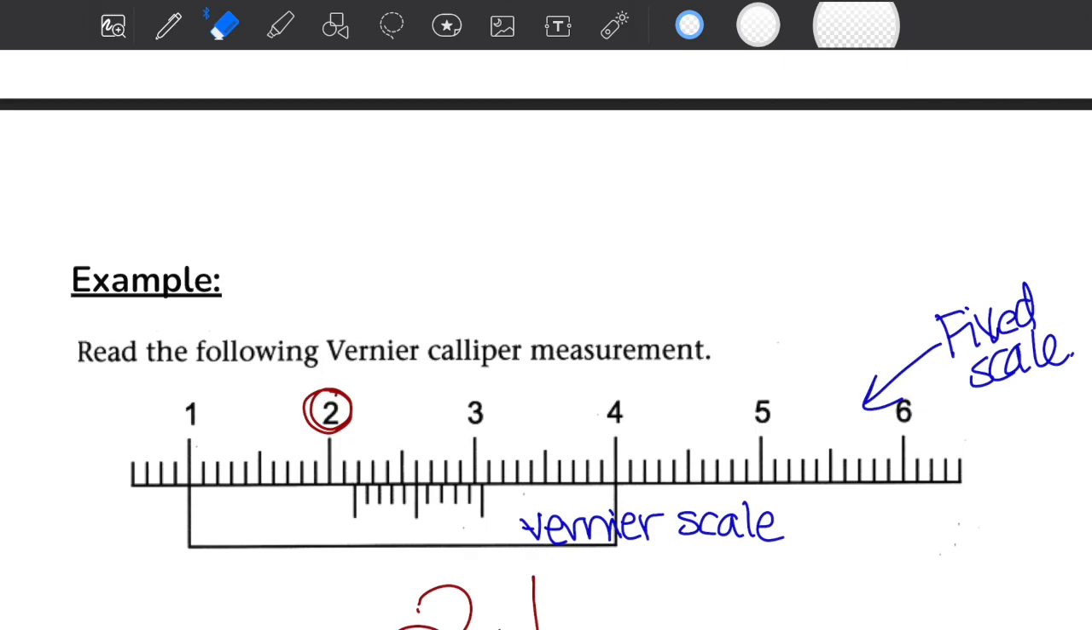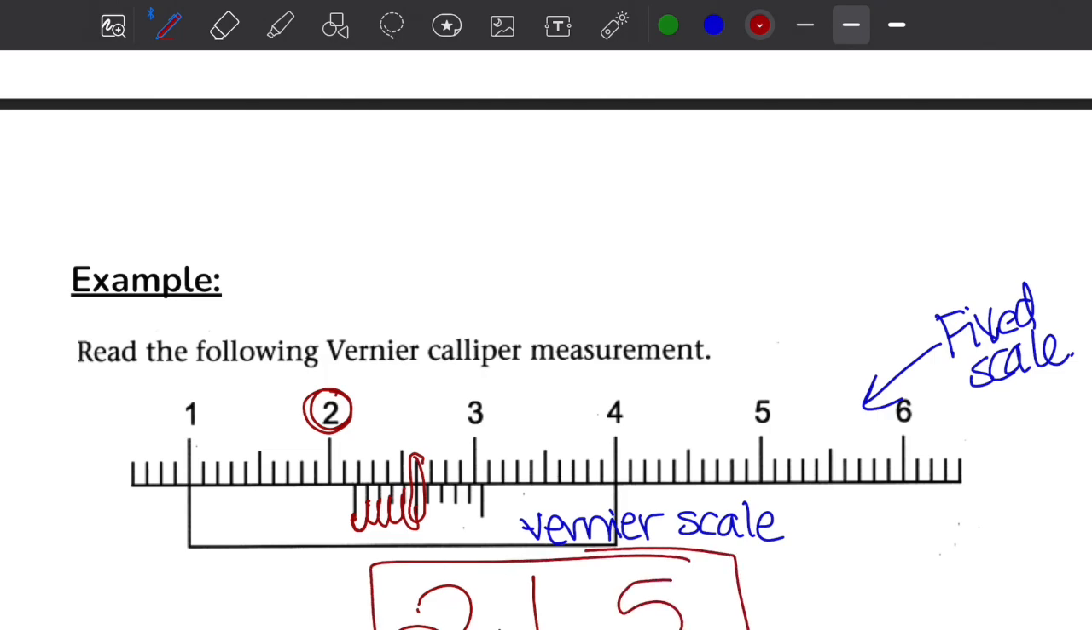And how do I know what that number is going to be? Well, I basically count from here. This is 1, so 0, 1, 2, 3, 4, 5. This is 5. So this number is 5. So our measurement is 2.15.